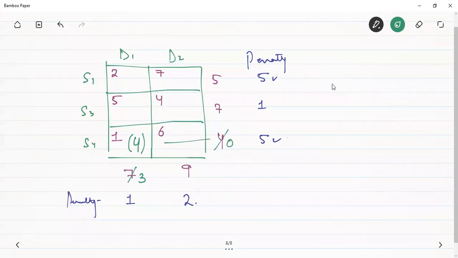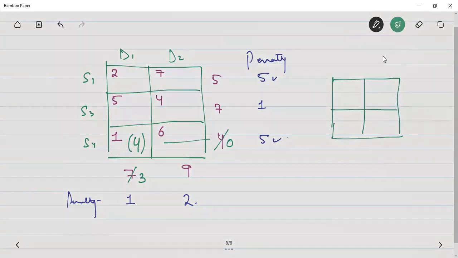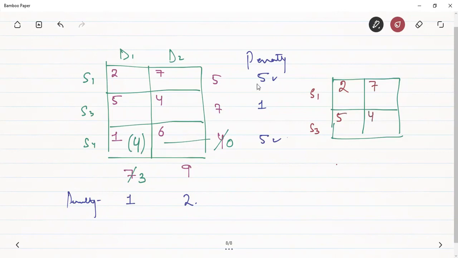अब हमें नया टेबल फिर से बनाना है. The new table will be a smaller one, which will contain what? It will contain the first row and the third row, that is S1, and the row third, that is 2 and 7, 5 and 4. Okay, the demands are, sorry, the availabilities are 5 and 7, और यहाँ पे जो availability बची, that is 3 and 9. Okay, this is destination 1, destination 2.